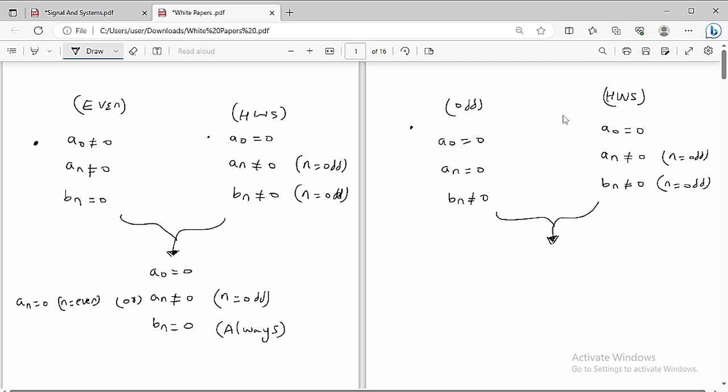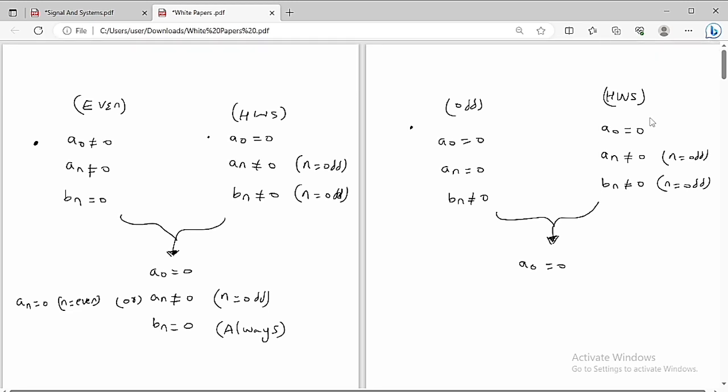So we can say here a0 is equal to 0 and here also a0 is equal to 0. So finally it will be a0 is equal to 0 always in this case. Then here an is equal to 0 for all n, and here an is not equal to 0 for only odd n. Since it is 0 for all, definitely it will become an is equal to 0 always.